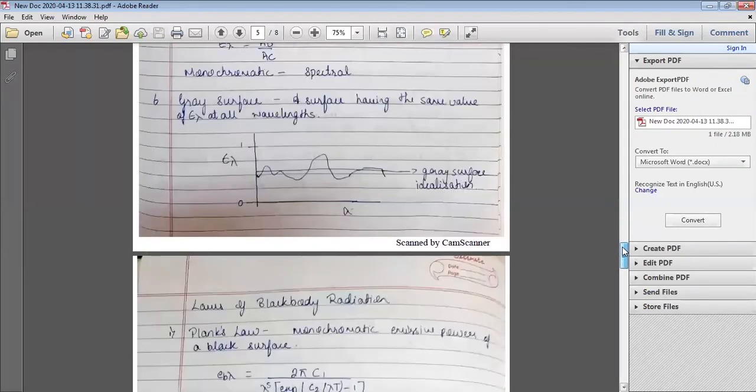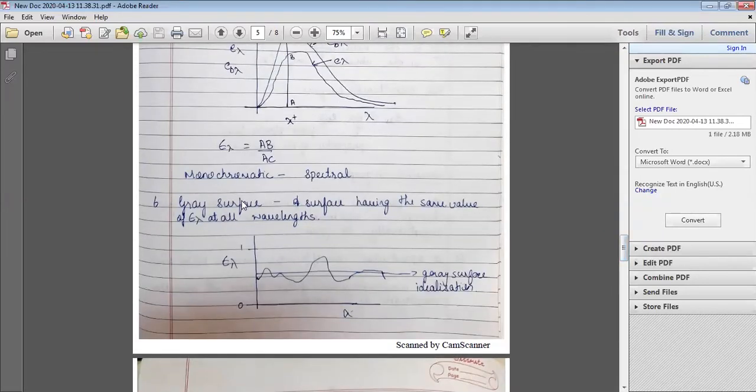And the last one of this emission characteristic is the gray surface. It is a surface having the same value of epsilon lambda at all wavelengths. I have the same epsilon lambda for all the wavelengths. Say for example, I am drawing emissivity from 0 to 1, and along the x-axis I have lambda, the wavelength. The emissivity of all the surfaces will vary between 0 and 1. So I draw all the graphs here.